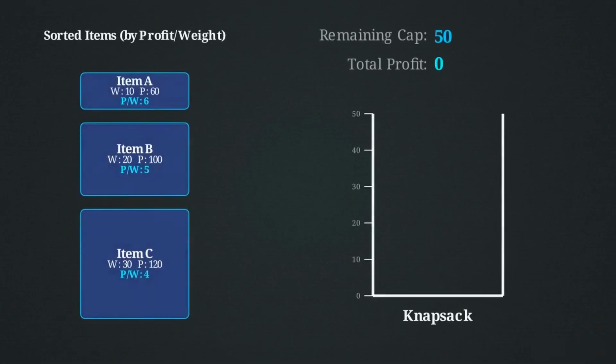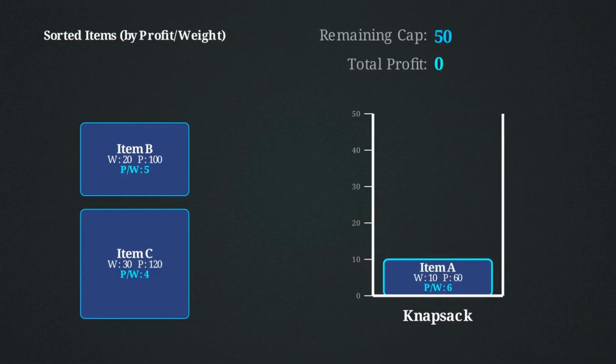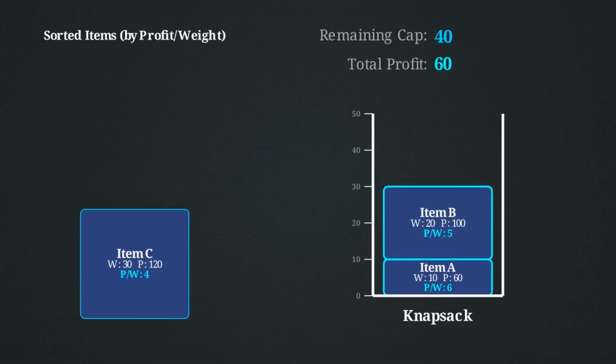We start at the top of our sorted list. We take all of item A. It weighs 10, dropping our remaining capacity to 40, and it adds 60 to our total profit. Moving down the list to item B, we have plenty of room. We pack the entire item. Our capacity drops by 20, leaving us with 20, and our total profit reaches 160.